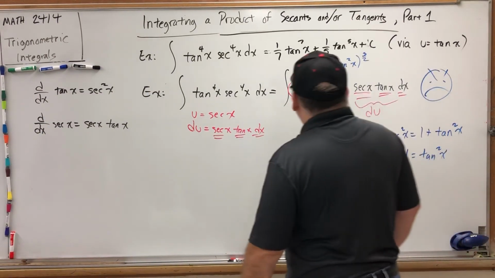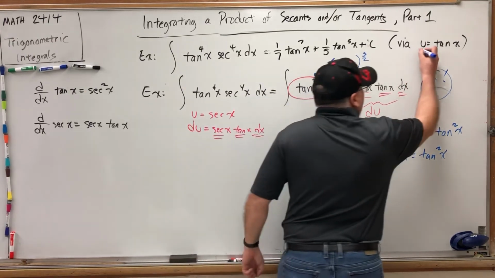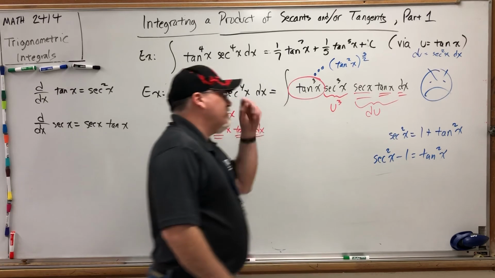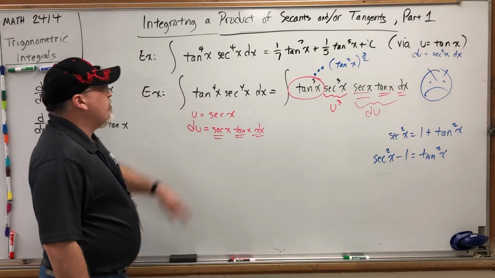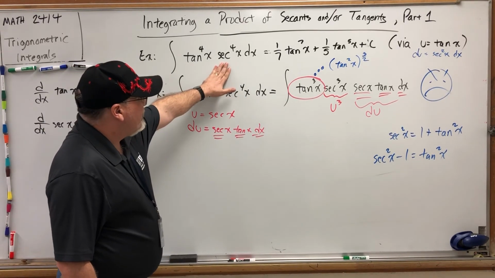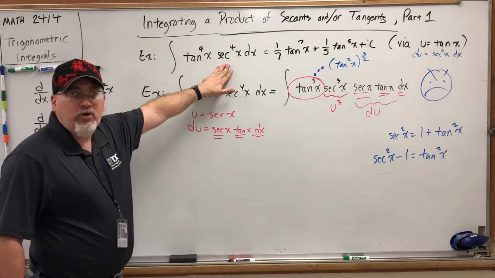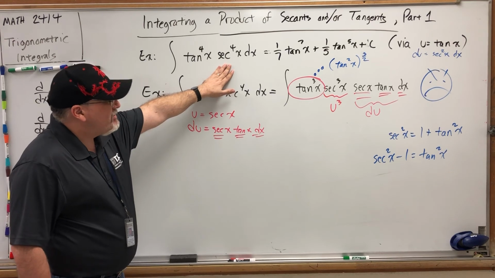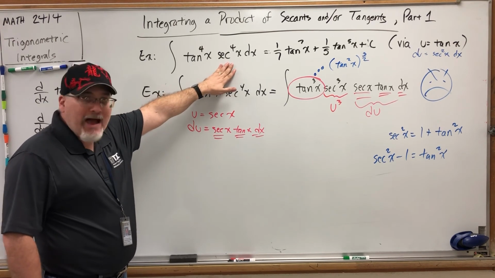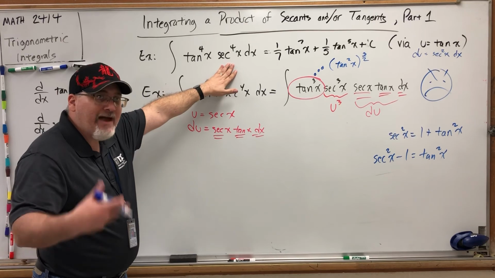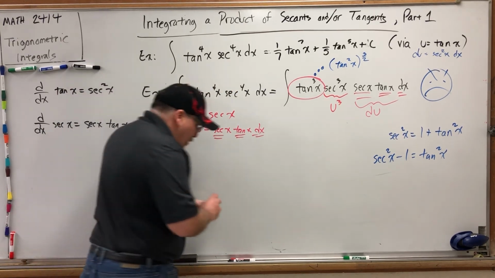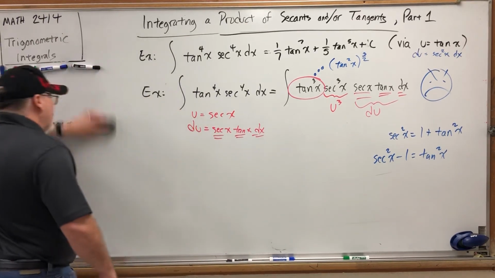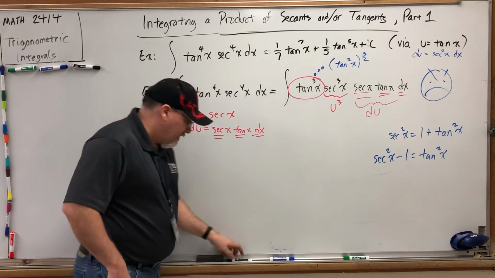Why did the other one succeed? It's gone, but the other one succeeded because if u was tangent, the du was secant squared, and so we had to borrow 2 of the secants for the du package, leaving 2 of them behind, which was great because 2 is even. So the reason tangent worked is because secant had an even power. When we borrowed 2 for the du package, it stayed even. So this one's not quite like the sine and cosine, because the sine and cosine, it was the same. Whichever one is odd, you let u be the other trig function.